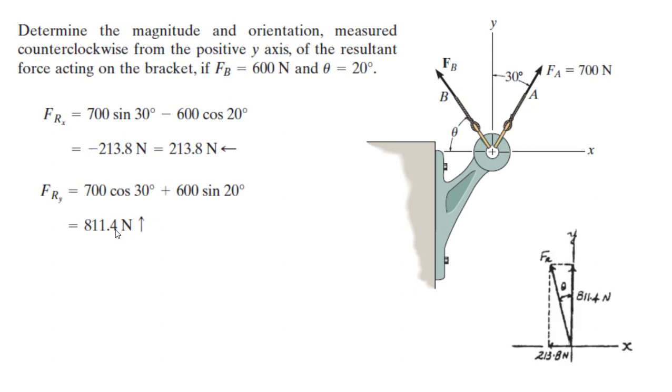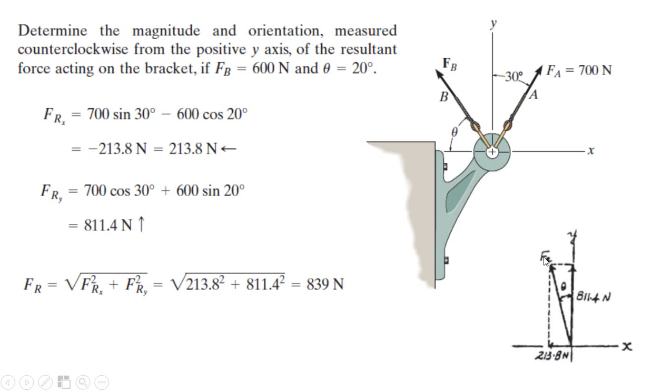So what that looks like on a graph is right here. I have 811 straight up and 214 to the left in the negative x direction. My resultant force is the combination of those two vectors in the x and y direction, so it looks like this. It's asking for the magnitude and the orientation, so I need to know the length of this and that angle theta that we have defined there.